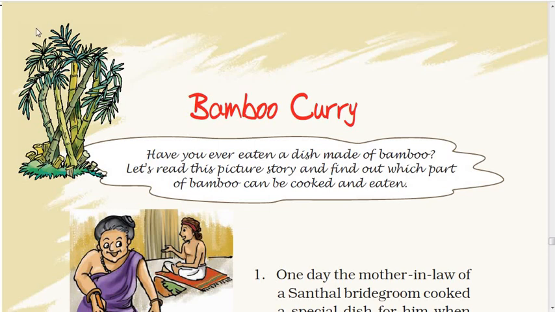Today we are going to begin a new lesson, that is of class 5, lesson number 3, and the name of the lesson is Bamboo Curry. Right? In Hindi we speak as curry, in English we speak as curry. Okay. So first of all, let me tell you two things. There is a great difference between gravy and curry. Curry is basically a little bit thin in texture, whereas gravy is thick.